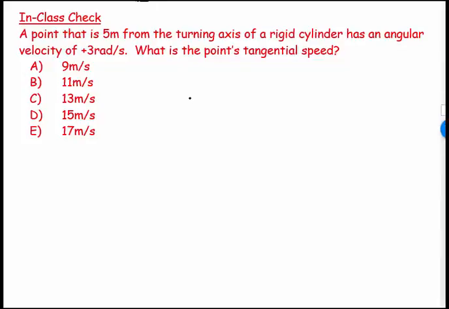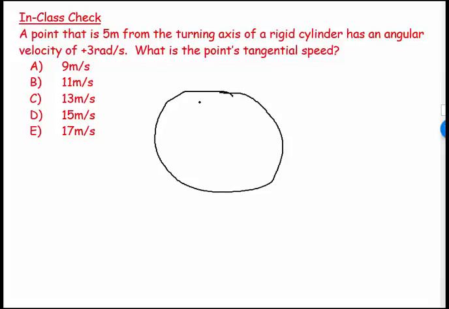Welcome. So this question says a point that is 5 meters from a turning axis of a rigid cylinder has an angular velocity of 3 radians per second. What is this point's tangential speed? So basically, let's visualize it.